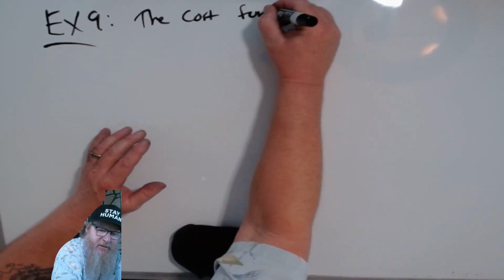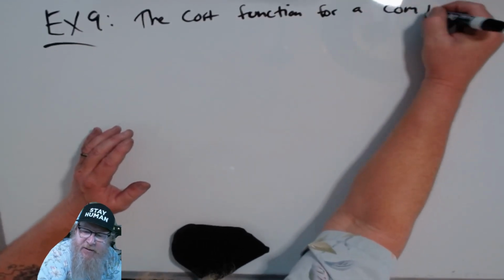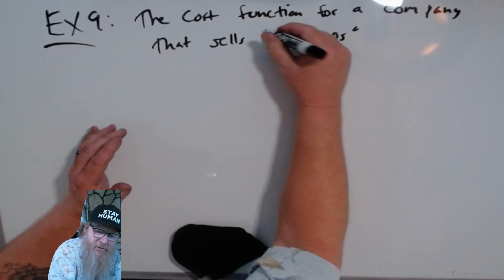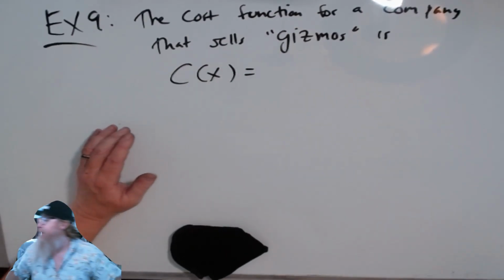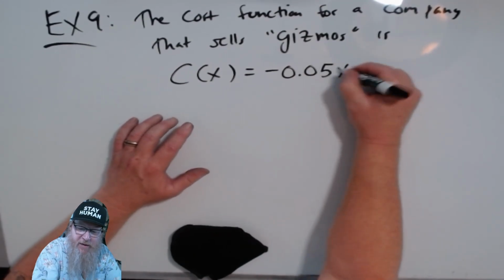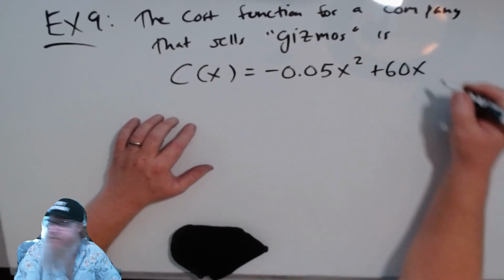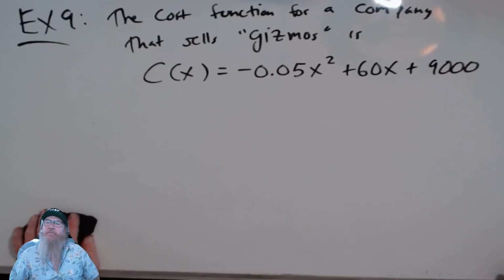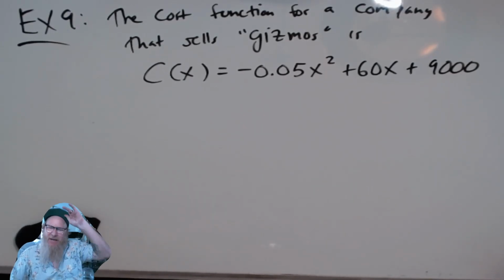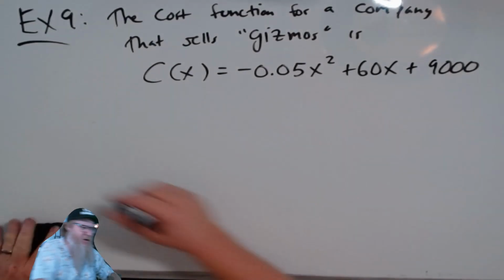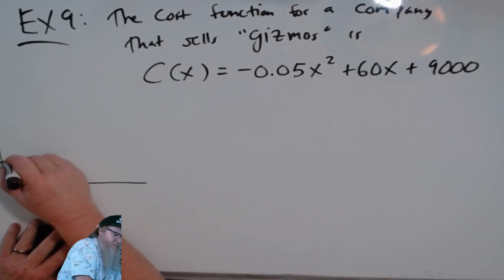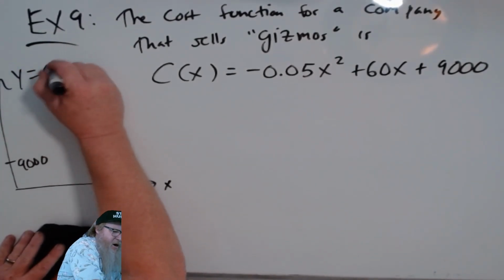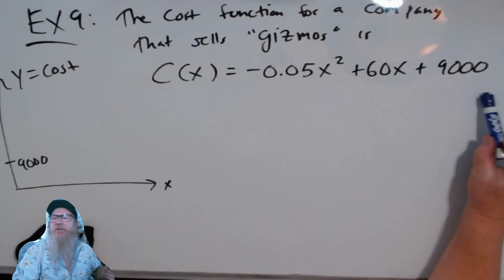The cost function for a company that sells gizmos is given by, and again, these problems are always a lot easier when the function is already given. So this is a quadratic cost function. Basically what it means is the cost to produce nothing is $9,000. So your y is the cost. That's what this function means.